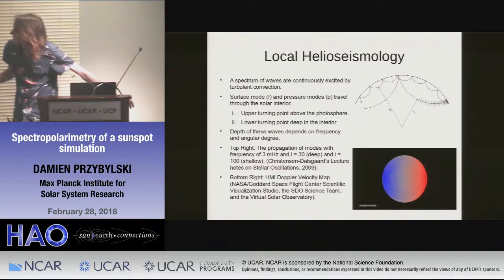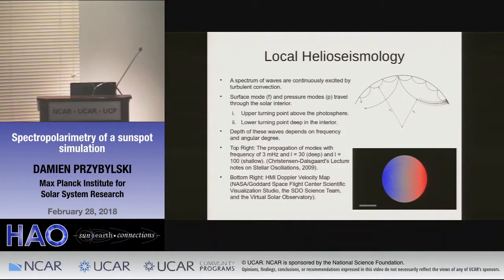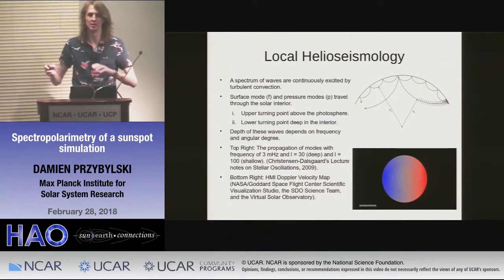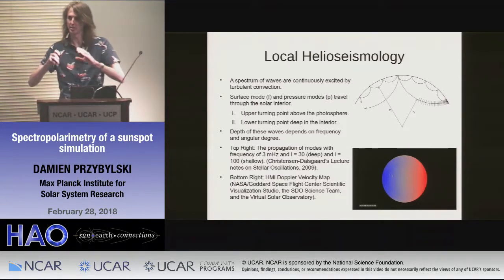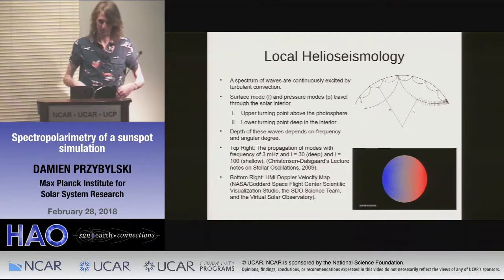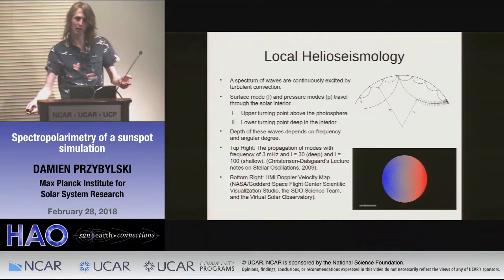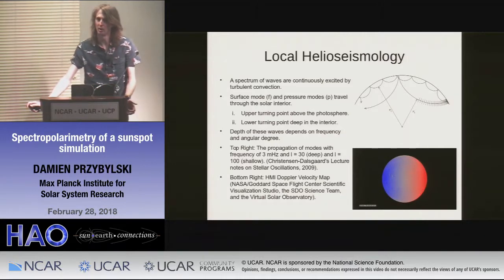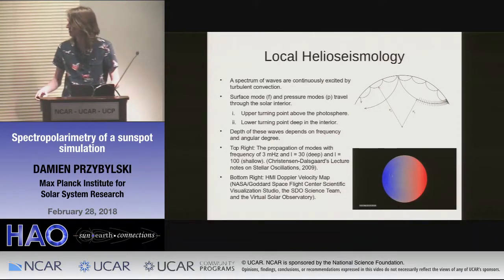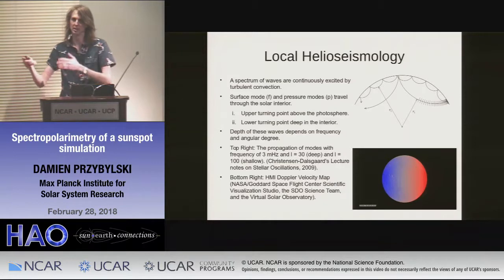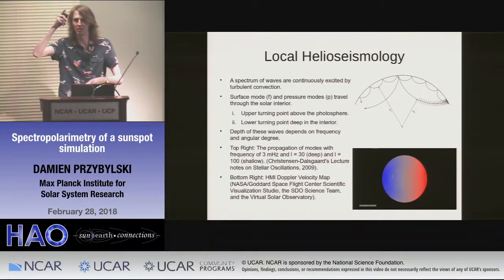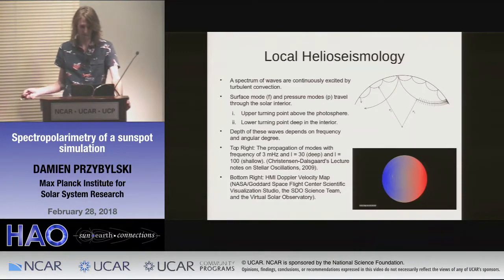The bottom is meant to be a movie. I can't tell if it's playing, but what this shows is what we observe. This is an image from HMI, the Helioseismic and Magnetic Imager, aboard the SDO spacecraft. This is primarily what I, or the people I work with, use to observe the velocities at the solar surface. So this is a Doppler shift of these waves as they travel through the solar interior.